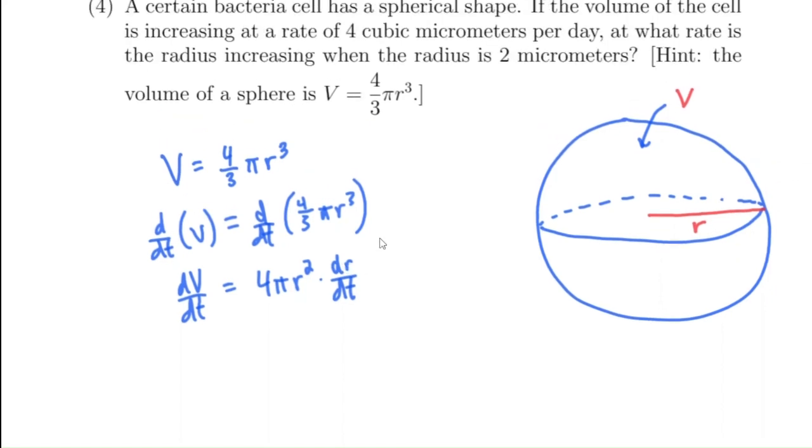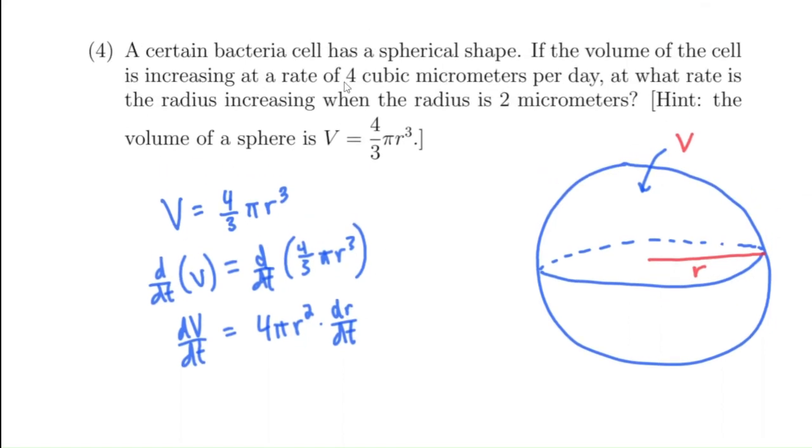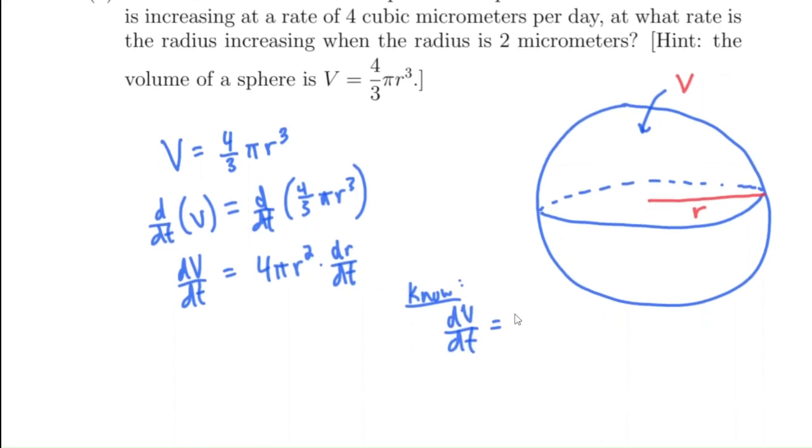Now, the question was, if the volume of the cell is increasing at a rate of 4 cubic micrometers per day. So that's one of the things that we know. What we know is dV/dt, the rate of change of the volume, is 4 cubic micrometers per day. At what rate is the radius increasing when the radius is 2 micrometers? So we're going to plug these things in. We're going to plug in 4 for dV/dt, and we're going to plug in 2 for r. And the one thing that we have left is dr/dt, and that's the exact thing that we're looking for.